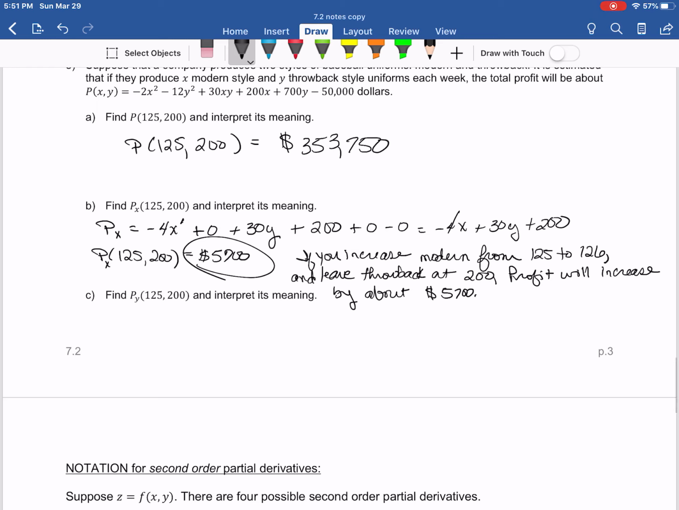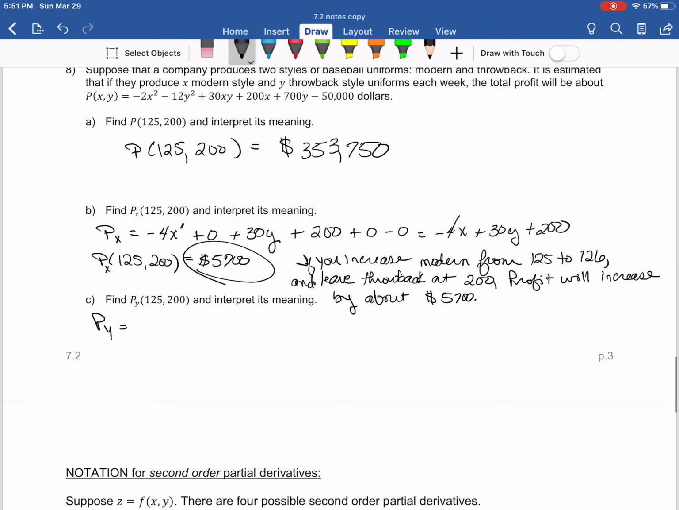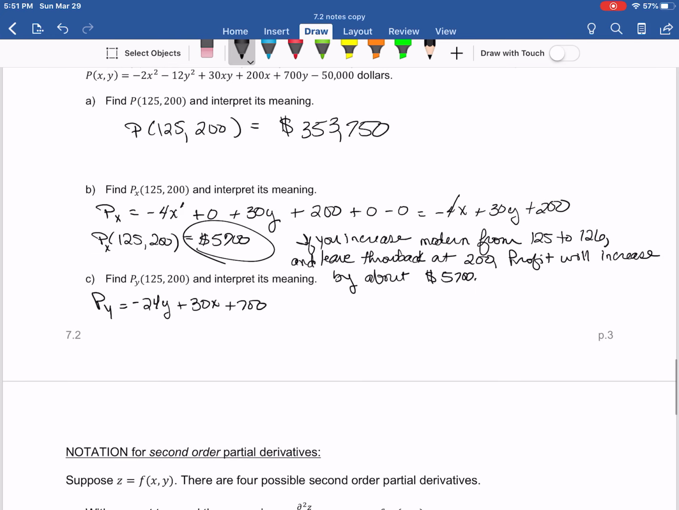Part C says, now find the derivative with respect to y. So the derivative with respect to y is going to look like this. And plug in the value 125 for x and 200 for y. You're going to get the answer negative 350.